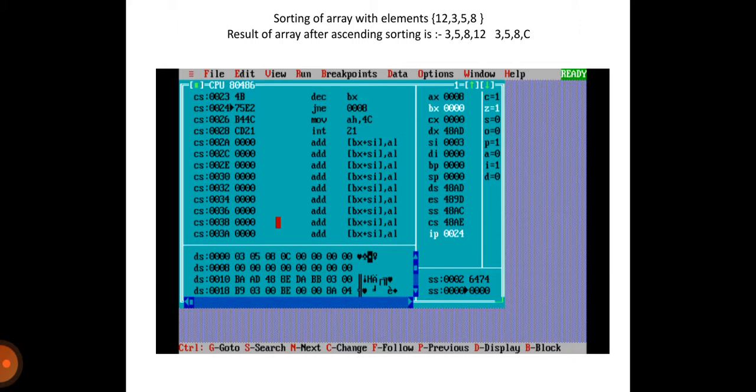This is the program. 1 2 3 5 8, and after execution of this program you can see in the data segment 3 5 3 5 8 C. C means 12.